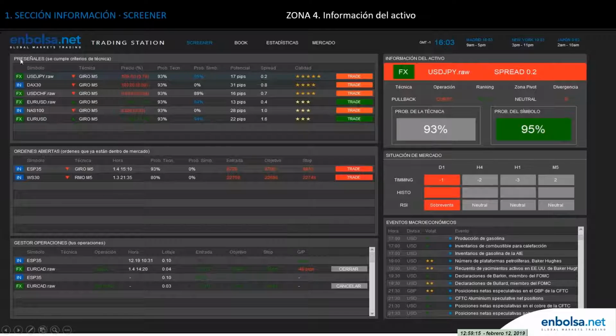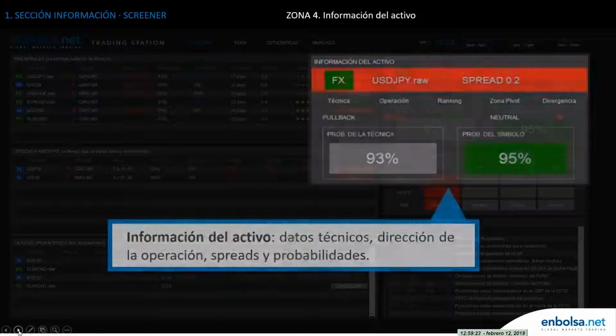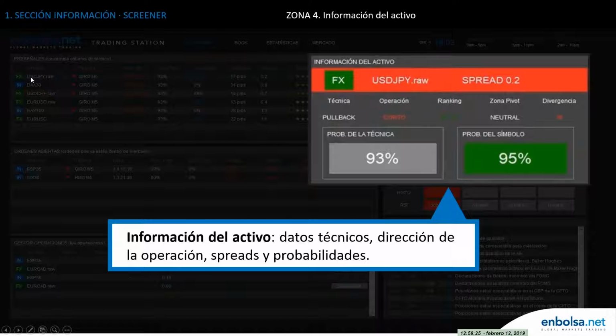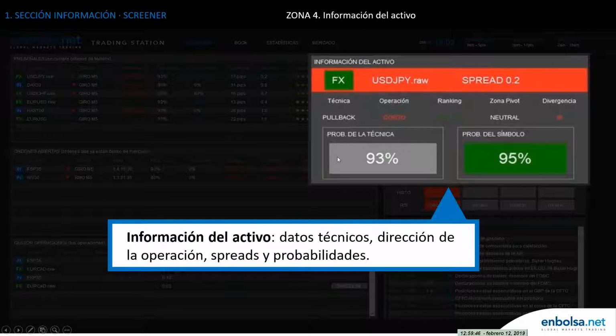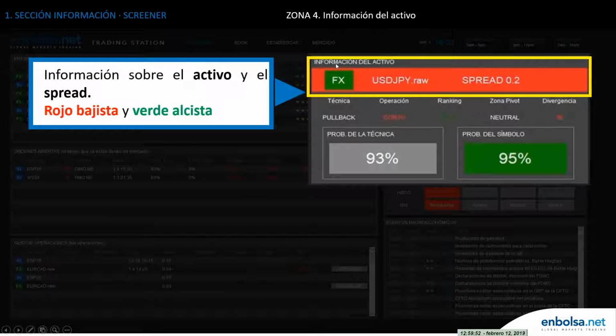With this, we have seen the boxes of trading ideas, open strategies, and the trade manager. Now we are moving to the information section of the instrument we are trying to analyze. As we have mentioned before, when we click on one of the instruments that appear in the trading ideas or open trades, the information of that asset will automatically appear within the corresponding box. As you can see, here we have technical data, trade direction, spread, statistics, etc.